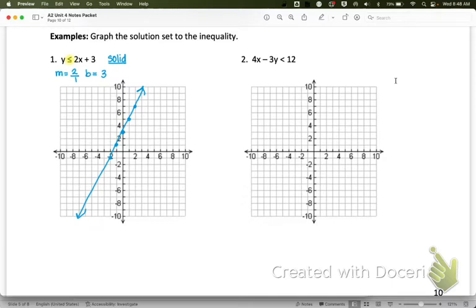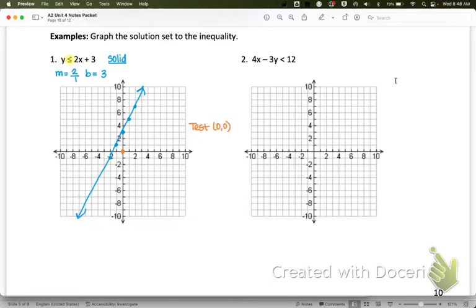So we're either going to shade above or below. I'm going to choose a test point. Zeros are always very easy to plug in, so I'm going to choose to test 0, 0. Now, I cannot pick any numbers that are on the line, because that would only be equal to, it wouldn't show me greater than or less than. So either we're going to shade the side that has the orange point, or we're going to shade the opposite side. So that's what we're deciding.